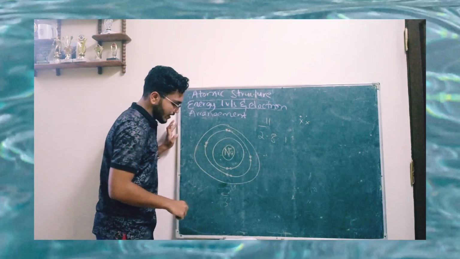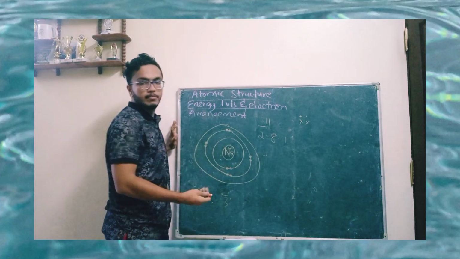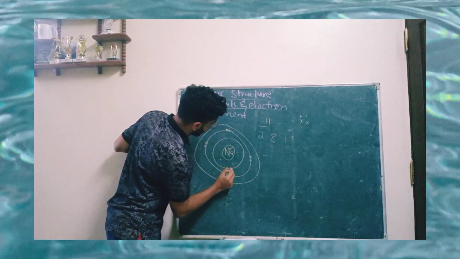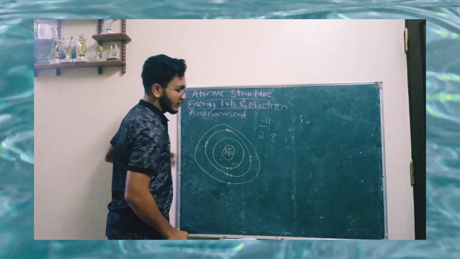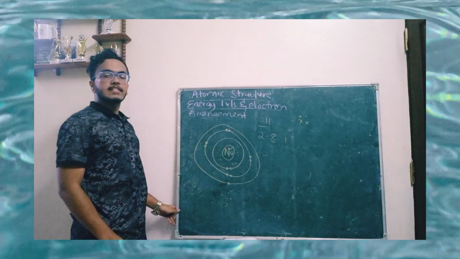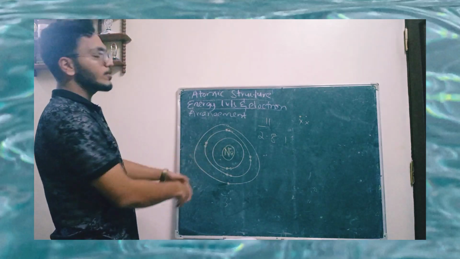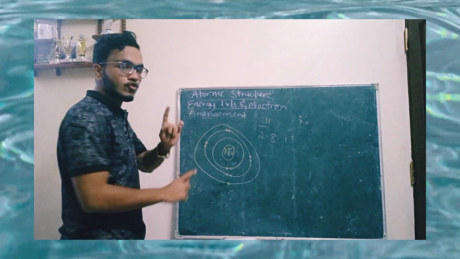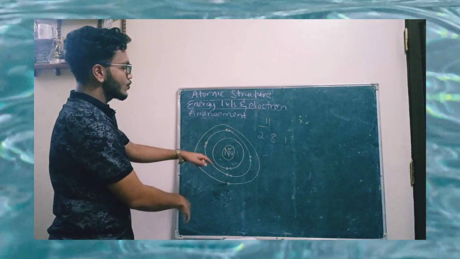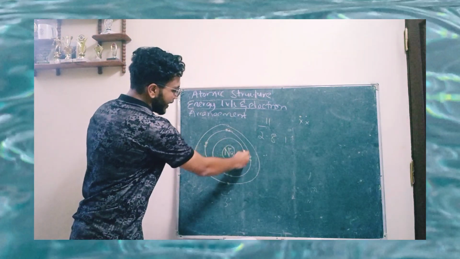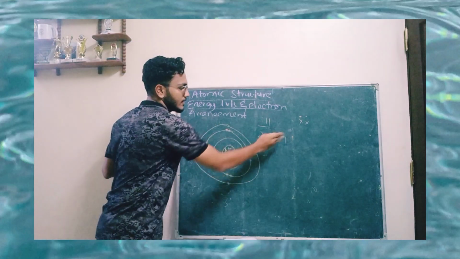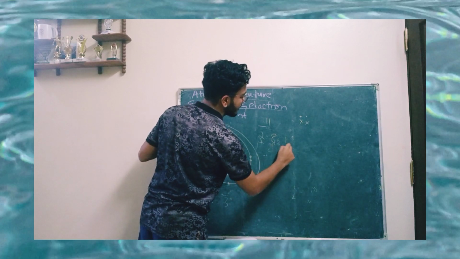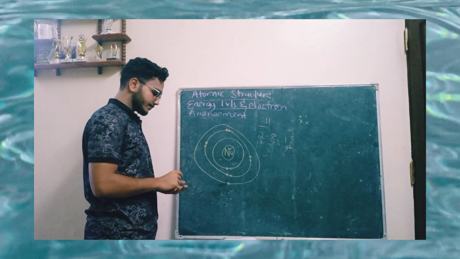And the third energy level will have only one electron, which you can put on the upper side, on the lower side, on the right or on the left. So I will put it on the lower side. So now this is the electron arrangement of sodium: 2 on the first energy level, 8 on the second energy level, and 1 on the third energy level.